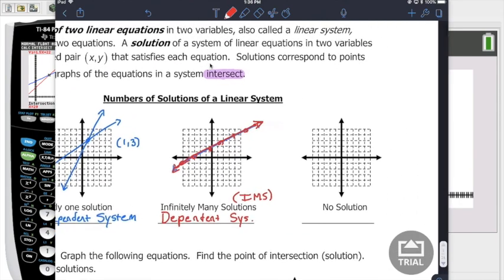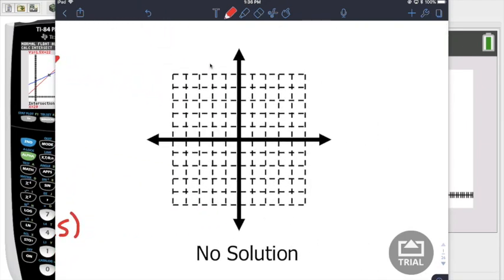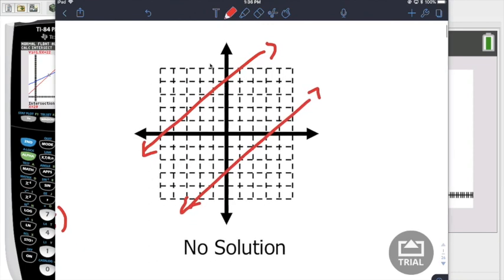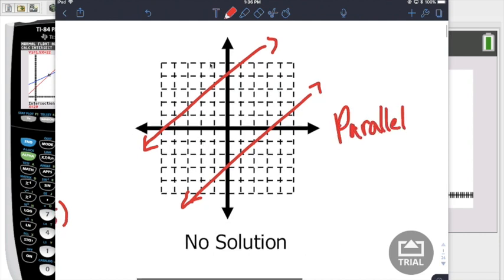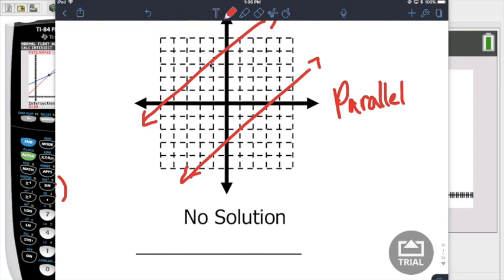Then the final one is no solution, so they can't cross at all. When that happens, typically that means your lines are parallel. If you have parallel lines, you'll have no solution, and we call this an inconsistent system.